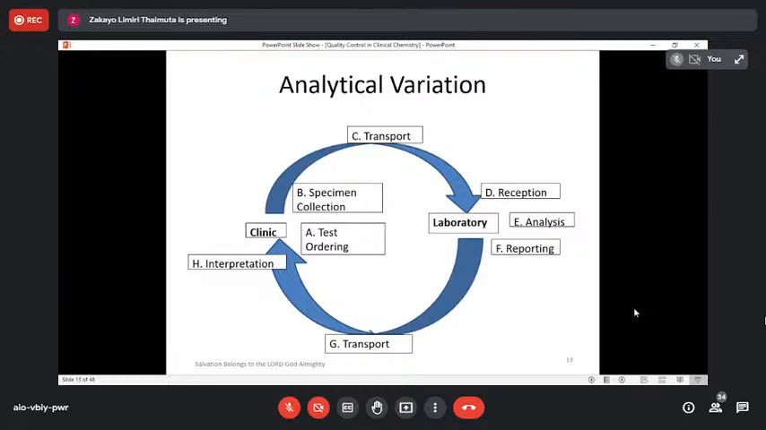Those are some of the challenges with the transport. And getting to the lab, we come to the reception. In the reception, 2 things will happen. One, the specimen is baptized. What is the baptism? The baptism is laboratory number. It is given a laboratory number.